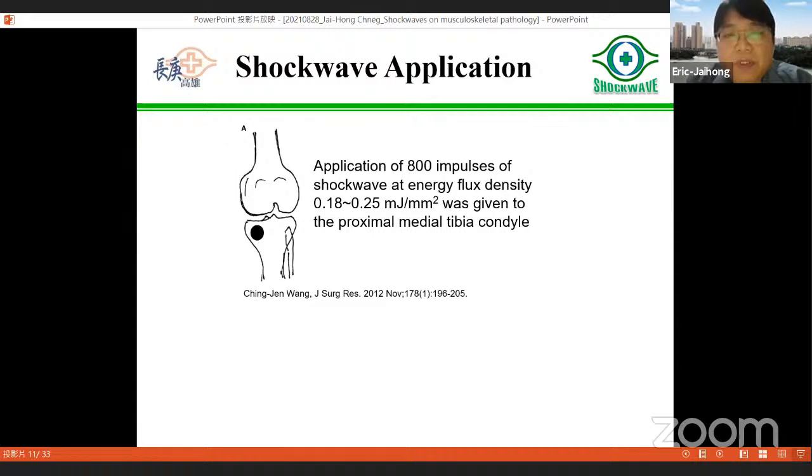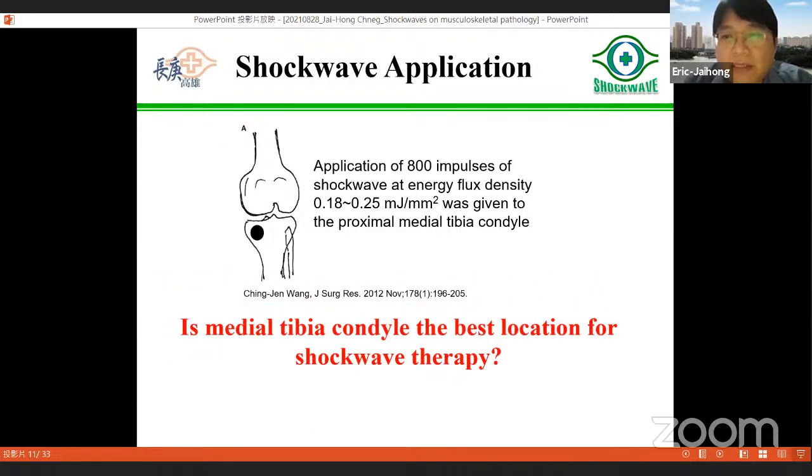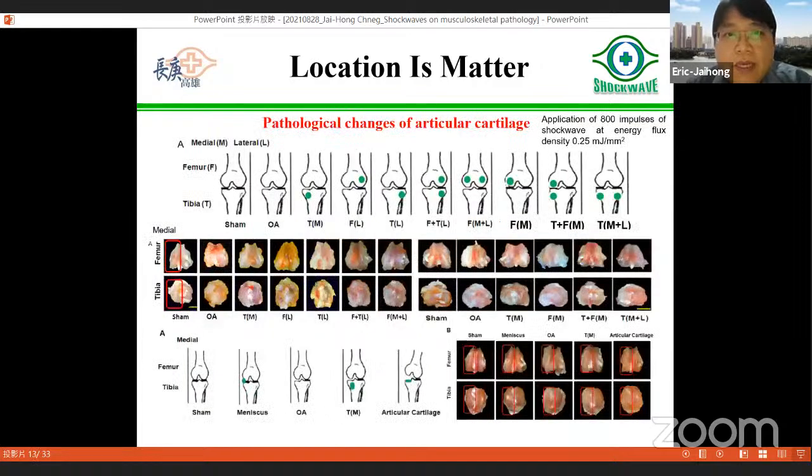Here we published a paper where we applied the Shockwave on the medial tibial condyle. So the question here is, is the medial tibial condyle the best location for Shockwave therapy? We published three papers to discuss this issue from 2017 to 2019. Here you can see the pathological change of articular cartilage. In this cartoon, we apply the Shockwave to different locations of the knee osteoarthritis in the animal model. We also applied it to the meniscus and directly to the articular cartilage to see the effect.